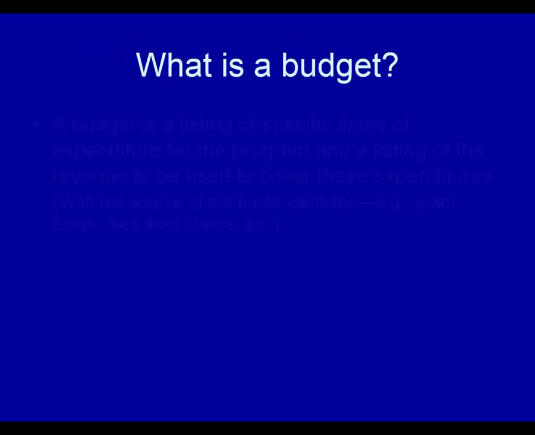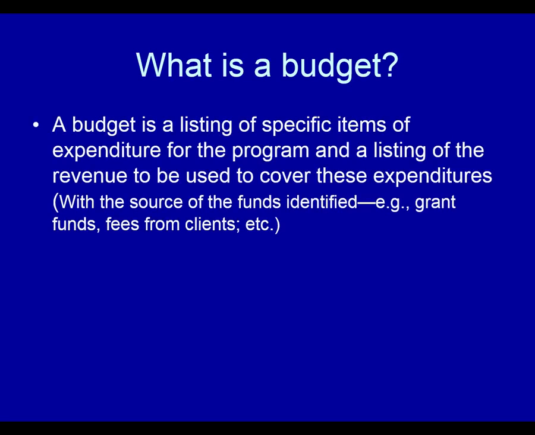So what is a budget? A budget is a listing of specific items of expenditure for the program and a listing of the revenue to be used to cover these expenditures, with the source of funds identified in regard to the revenue, such as grant funds, fees from clients, and so forth. So the budget will include all of the things you plan to spend, but also all the sources of revenue you will have to cover those expenditures.